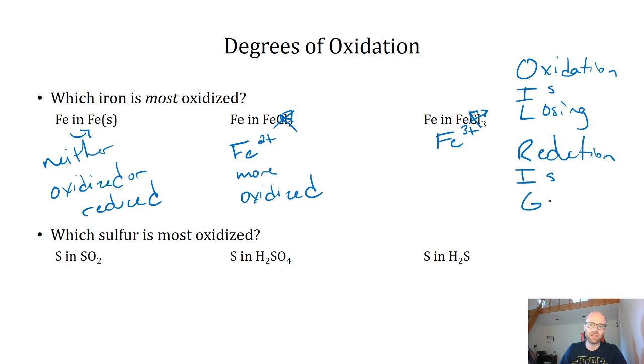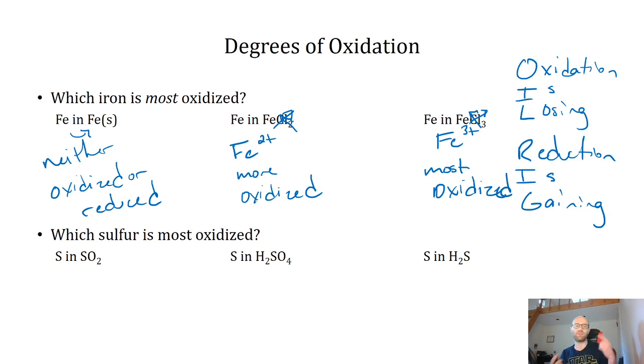If we say that oxidation is losing, reduction is gaining, we're talking about electrons. The iron 2 ion has lost electrons relative to that iron atom. So we'll say it's more oxidized than the iron atom. The iron 3 ion, of course, lost another electron, so we'd say this is most oxidized. I guess you could say also that the iron atom is most reduced, if that makes sense.